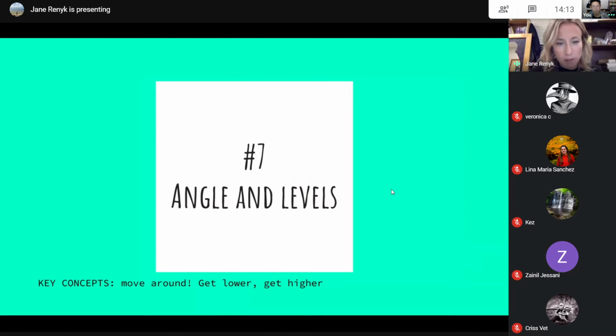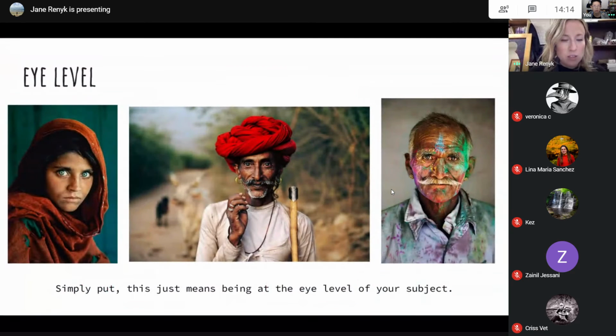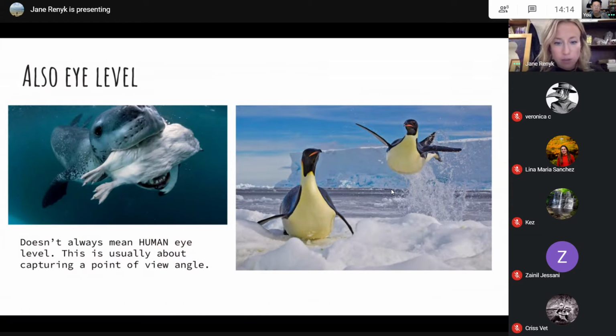Okay, this is my favorite by far, angles and levels. This is going to be the number one thing that I think you walk away from trying and keeping in mind the most. So most obvious is eye level. So this is Stephen Curry's work, one of my favorite portrait photographers by far. Eye level, I mean, it sounds straightforward. It's putting yourself at the eye of your subject, but it's not just humans. So it's really getting down to the perspective of whatever you're shooting horizontally, straight in front of them.